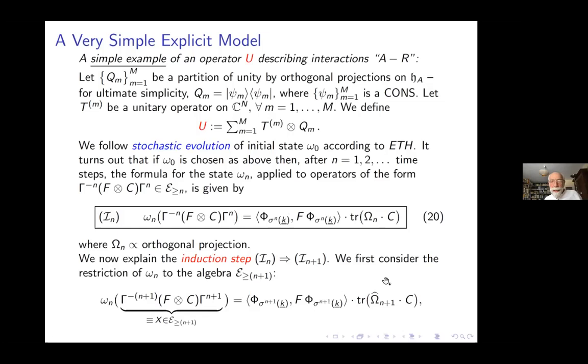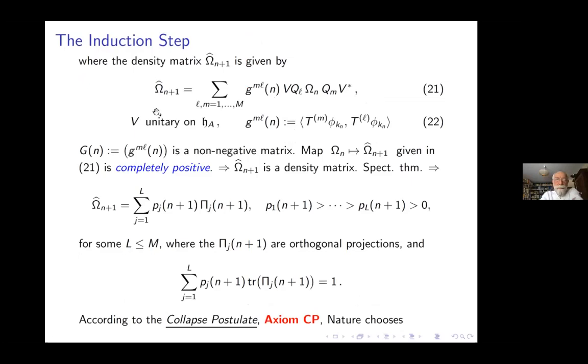Well, ω̂_{n+1} arises from ω_n by applying a certain completely positive map, which we describe next. It turns out ω̂_{n+1} is given by the sum over L and M from 1 to capital M of G^{ML}(n) V Q_L ω_n Q_M V*, where, remember, V was the propagator of the atom before it is coupled to the radiation field. So V is unitary on the atomic Hilbert space. G^{ML}(n) is the scalar product of the operator T^M applied to φ_{κ_n} with the state T^L applied to φ_{κ_n}.